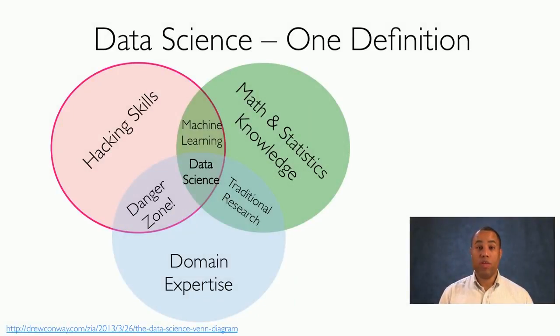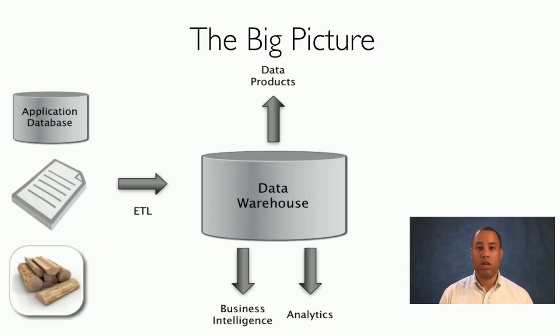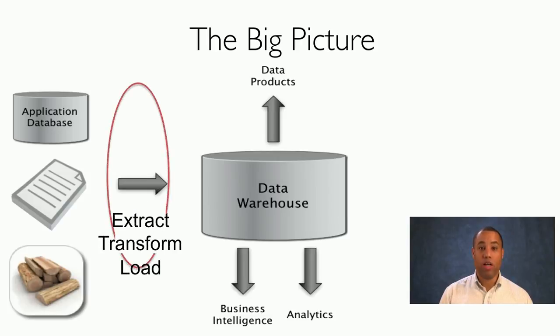So let's focus on the hacking skills portion of what we think is data science. The big picture here is that we have many different data sources. Like here on the left, we have an application database, we have files, we have logs, and we want to get that into our data warehouse where we can perform data science and generate our data products, business intelligence, and analytics. This process of getting our raw data into our data warehouse is called ETL, or extract, transform, and load.